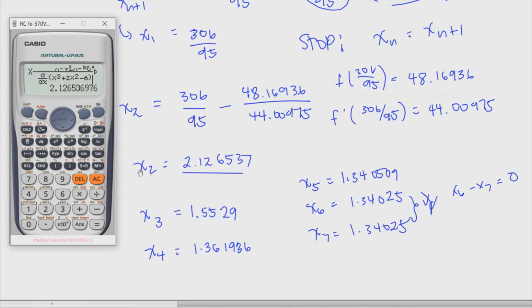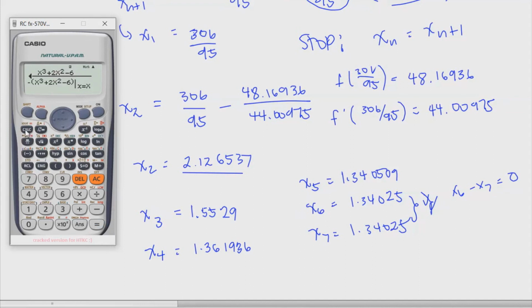Okay, that's it for the second. Then for the third one, press calc again and then answer again. So it should give you the third, which is 1.5529. Then you press calc again and then answer. It should give you the fourth, so that's 1.36. Then for the fifth, 1.34, and then for the sixth, and then for the seventh, it should be almost the same answer.